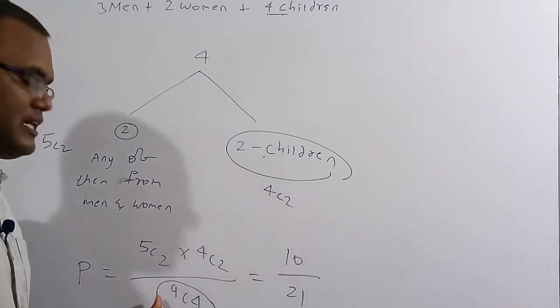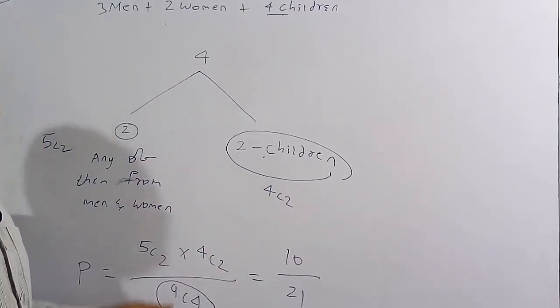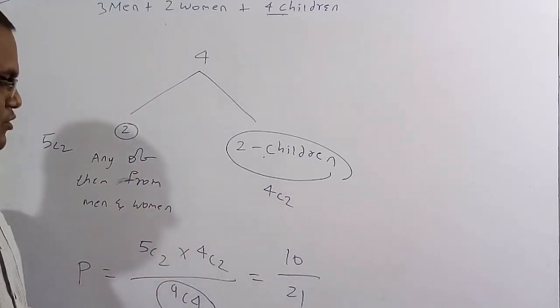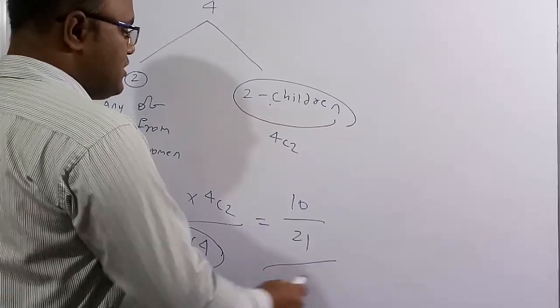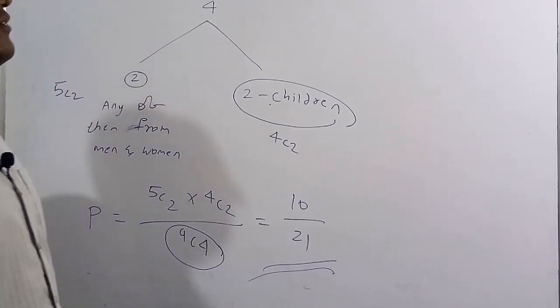So in total, the number of ways we can select 4 people from all this team is 9C4. So if you do this one, we are going to get 10 by 21. So this is the probability of selecting exactly 2 children from 4 people.